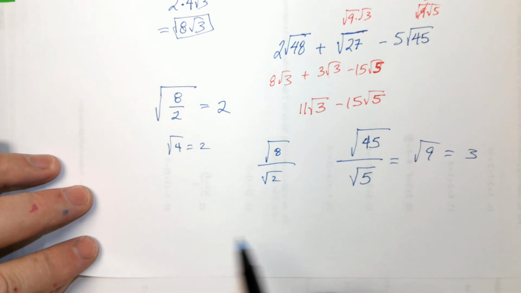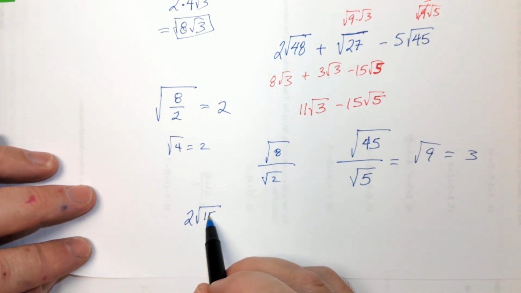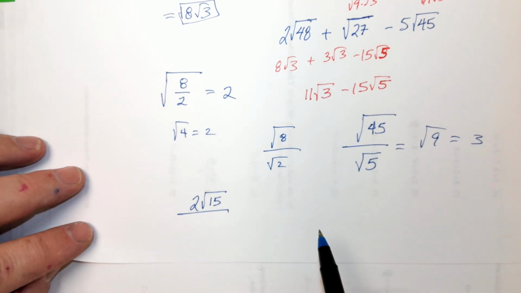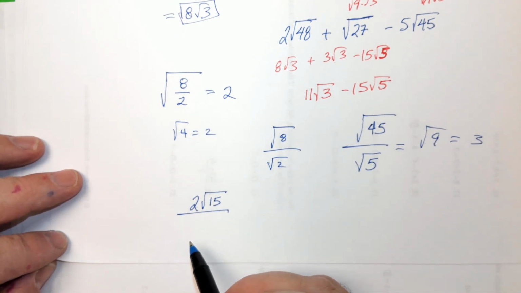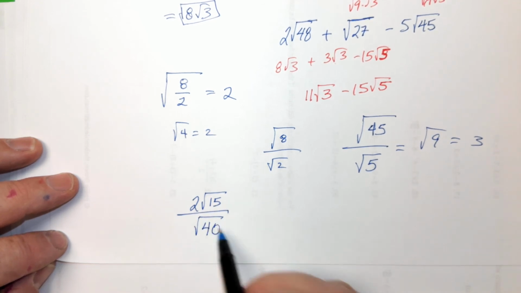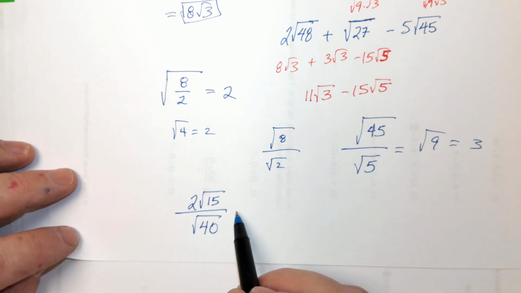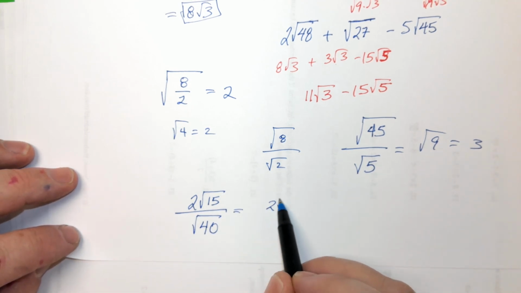And last one, we had something like 2 square root 15 divided by, let's see, the square root of 40. Oh, I'm going to go over time. Dang! Should I just stop reviewing now? Should I finish? Okay. Dang, sorry. I tried. Okay.